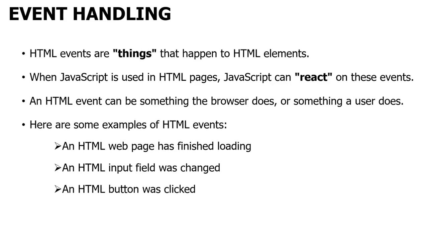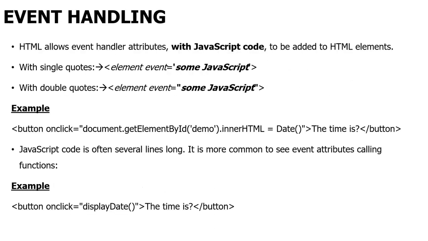An HTML event can be something the browser does or something a user does. When an action is made, this event will occur. Some examples of HTML events are: an HTML web page has finished loading, an input field was changed, and an HTML button was clicked. So the HTML event handler is used with the JavaScript code. Inside the JavaScript code, we will be including the events.